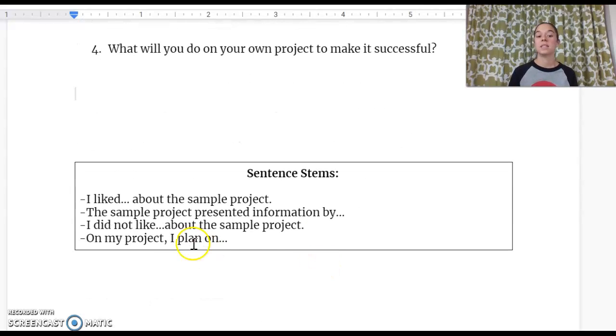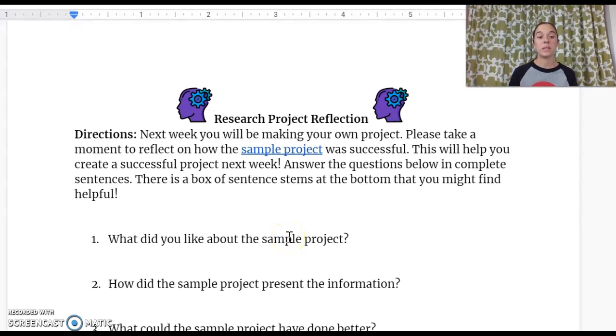Alright? Again, down here, there's a box of sentence stems to help you if you get stuck. Those can get you started. If you need help on this, please let me or Mrs. S or Ms. Longboy know, and we'll be happy to help you. And please make sure you share this with me so I can give you credit for this, and we will use this to get started next week.